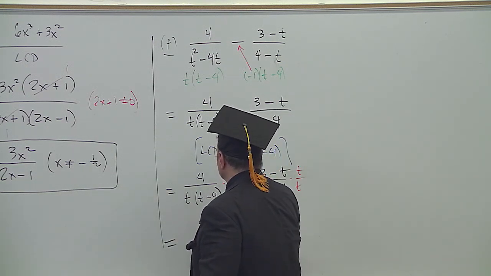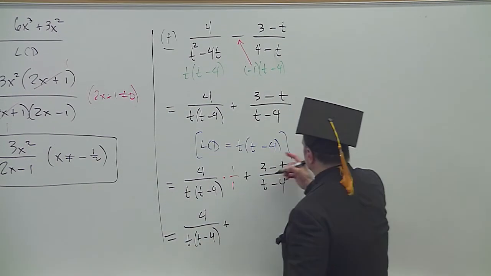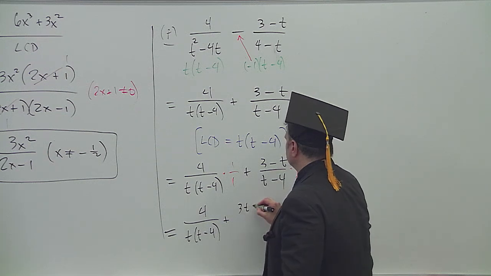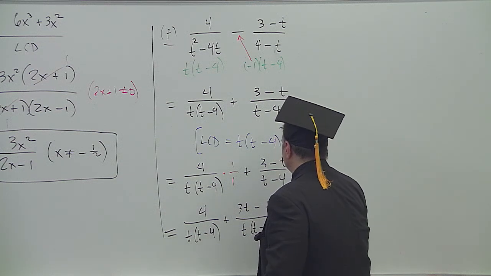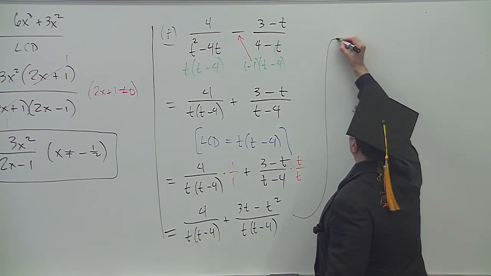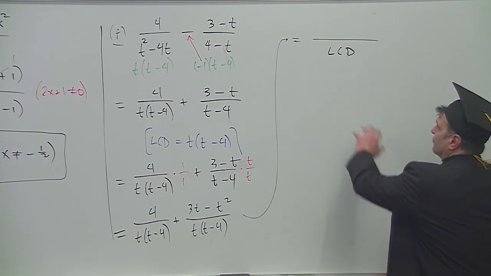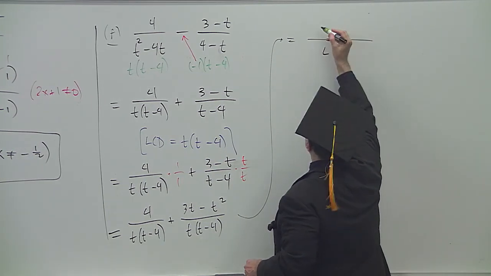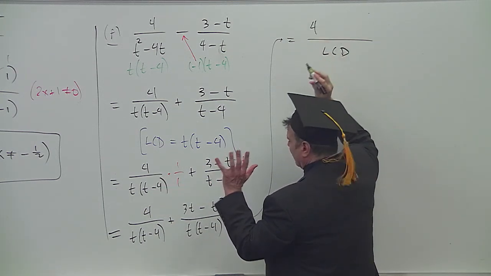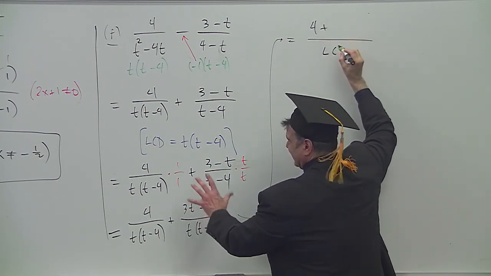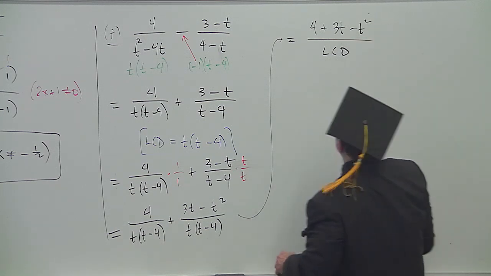Doing so gives us 4 over t times t minus 4, plus, distributing this, we get 3t minus t squared over t times t minus 4. Now that we have fractions with that common denominator, we can combine this into a single fraction over the LCD. Again, it's addition, so I will forego the parentheses. I know I'm breaking my own rule, but I get to do that. We get 4 plus 3t minus t squared.